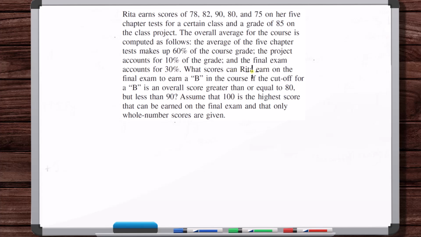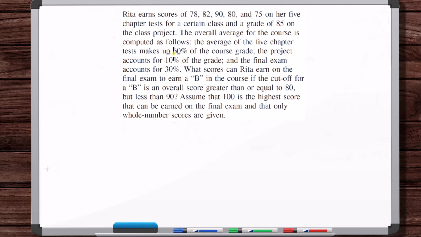What scores can Rita earn on the final exam to earn a B in the course if the cutoff for a B is an overall average score greater than or equal to 80, but less than 90? Assume that 100 is the highest score that can be earned in the final exam, and only whole number scores are given. Let's calculate the score that if she scores at least this on the final exam, her average will be 80 or higher, but also less than 90.